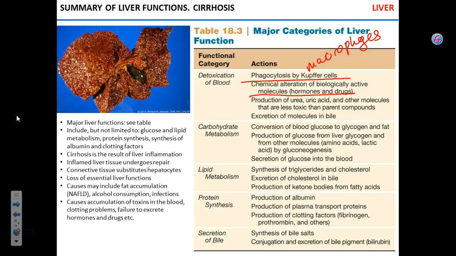Different protein metabolites, urea, uric acid, okay? Liver metabolizes proteins and excretes urea and uric acid either in the duodenum, or those guys get into the blood and then they are filtered out by kidneys.